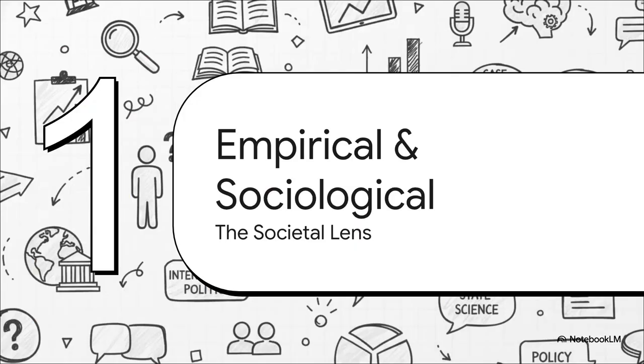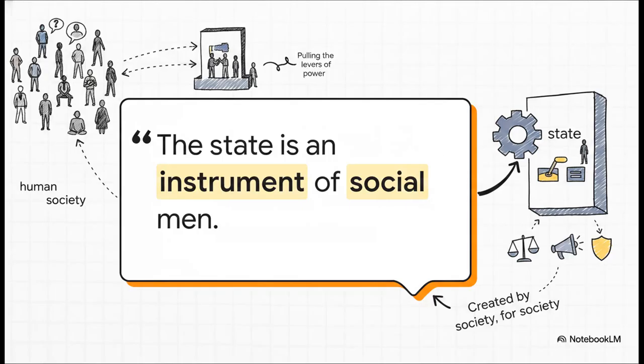Which brings us to Section 3, the empirical and sociological approach. But here's the catch. What happens when those neat, tidy laws on paper just don't match the chaotic reality of human society? This brings us to the sociological approach, which is captured just perfectly in this quote by sociologist Robert McIver.